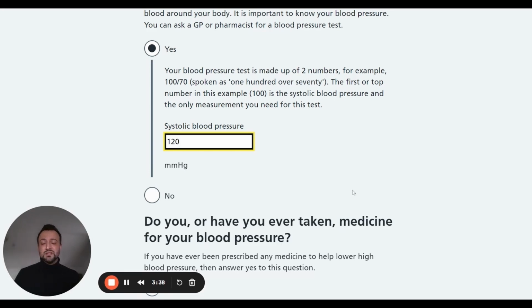Mine's 120. Normally anything around 120 over 80 is considered around normal. Lower than that is also better, generally, as long as you're not symptomatic or you're not lightheaded or dizzy. But blood pressure, again, intimately linked. It's a core risk factor for cardiovascular disease.